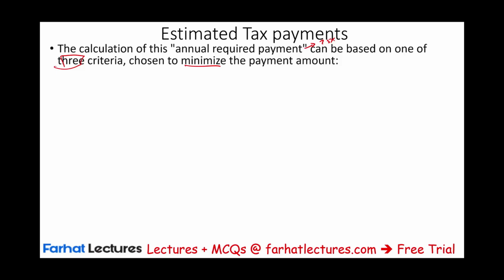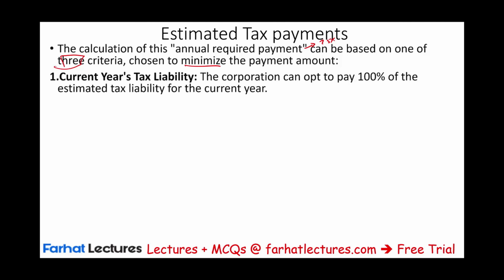The first method is this. You want to pay your current tax liability. Here, the corporation can opt to pay 100% of the estimated tax liability for the year. Well, that's great. But what do you have to know here? You have to know what your tax liability is. It means you have to have a good estimate. From a business perspective, you know exactly how much you are going to owe.